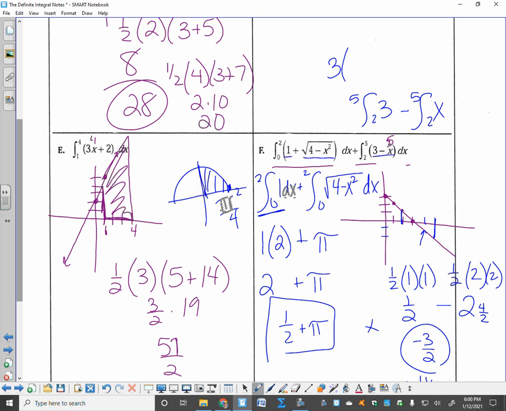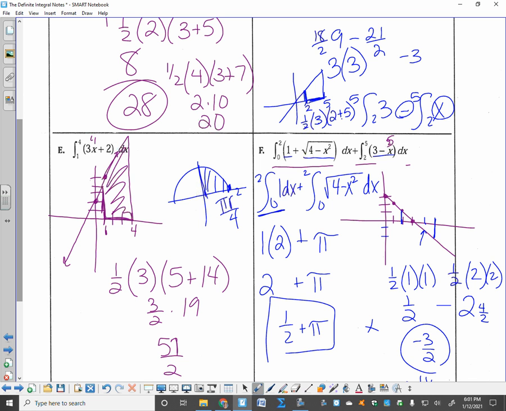You could have done 5 minus 2 is 3, so that would have been a 9. Then this one, and I'm going from 2 to 5, trapezoid, so 1/2, base is 3. That height, remember your function is just an x. When you plug in a 2, you're going to get a 2. Plug in a 5, you're going to get a 5. 7 times 3, 21 over 2. Remember, it's a minus. And that would be 18 over 2. And 18 over 2 minus 21 over 2 is a -3 over 2, which is what we got. So either way.